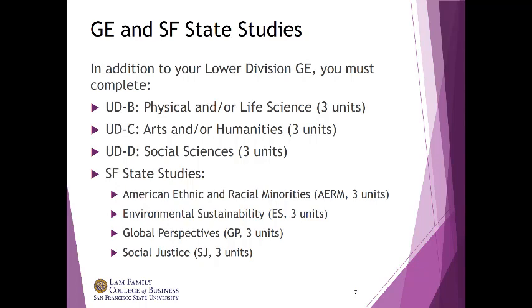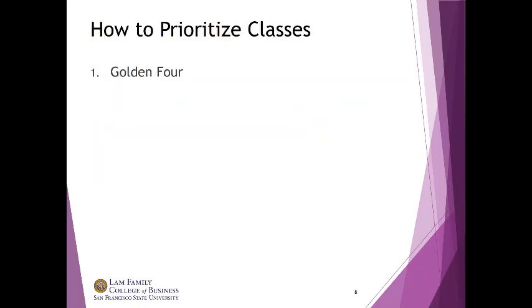SF State Studies are 4 areas we think are important each student fulfill in order to graduate from our university. These could be separate classes or they can be overlays. They are American Ethnic and Racial Minorities, Environmental Sustainability, Global Perspectives, and Social Justice.